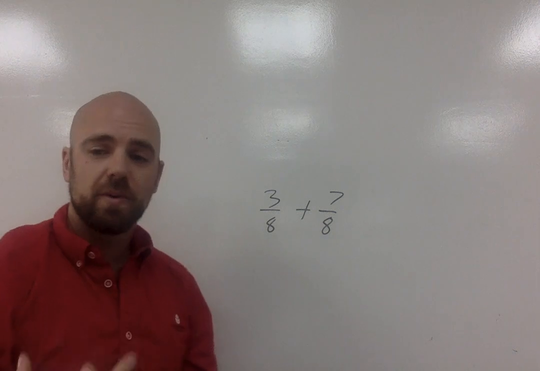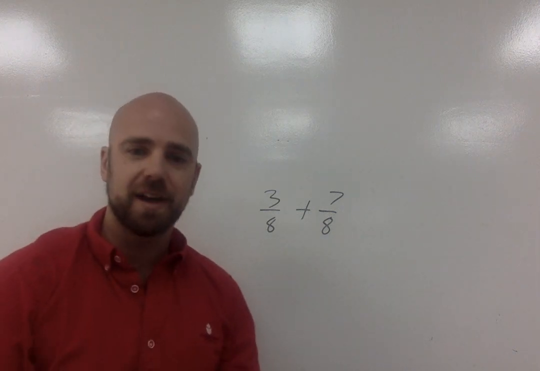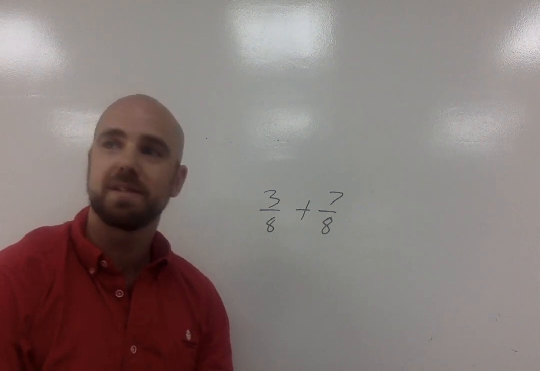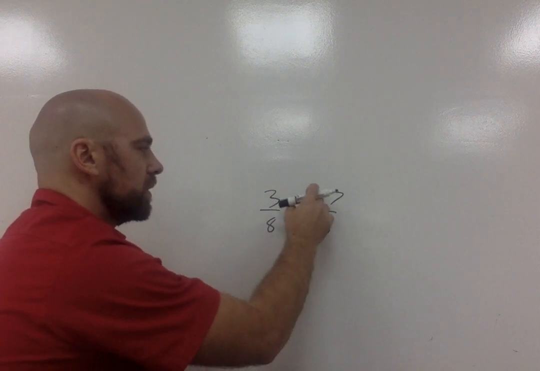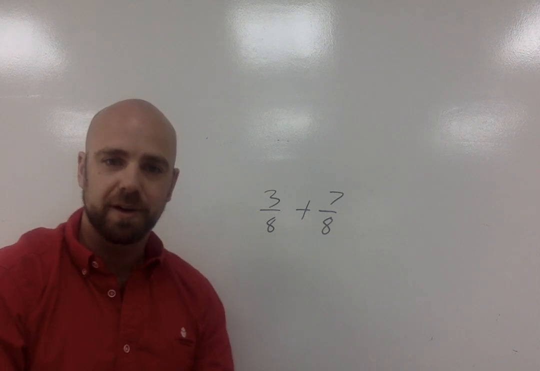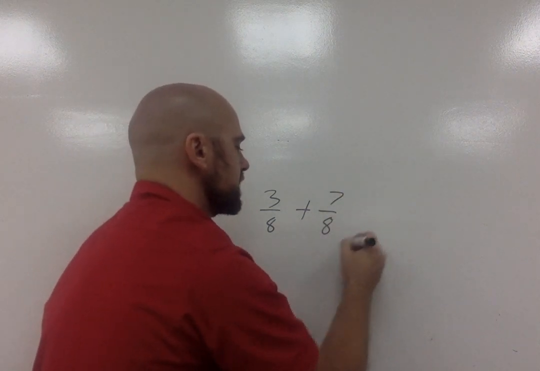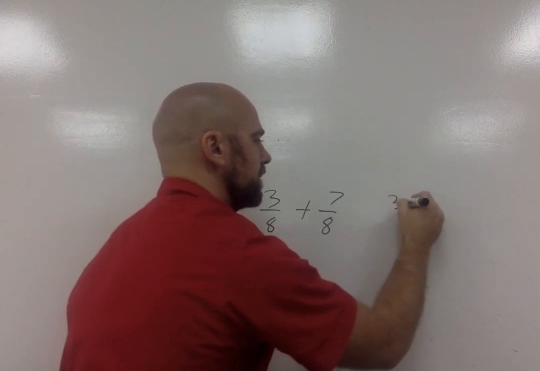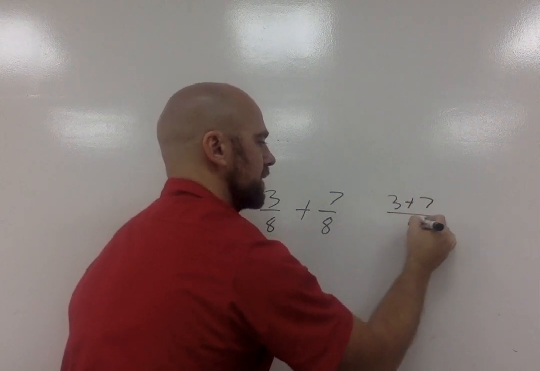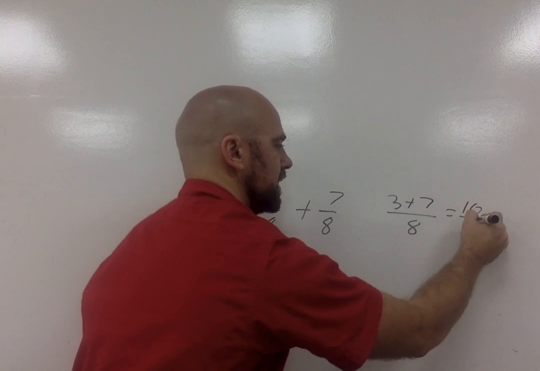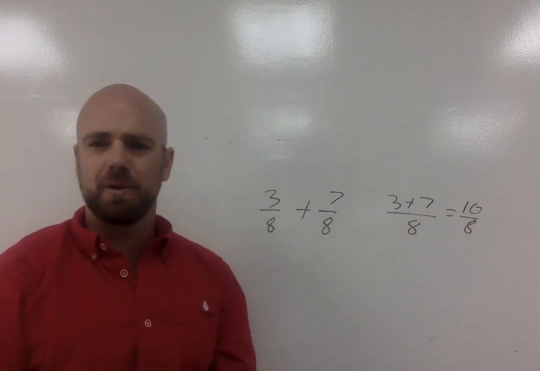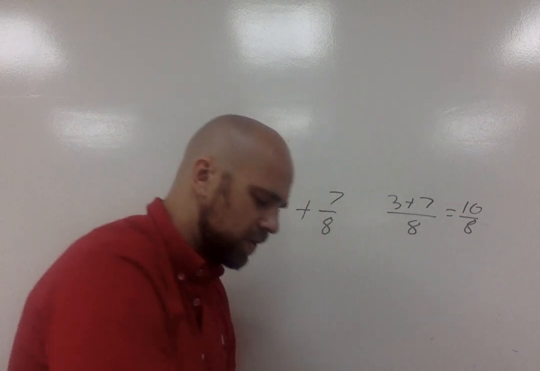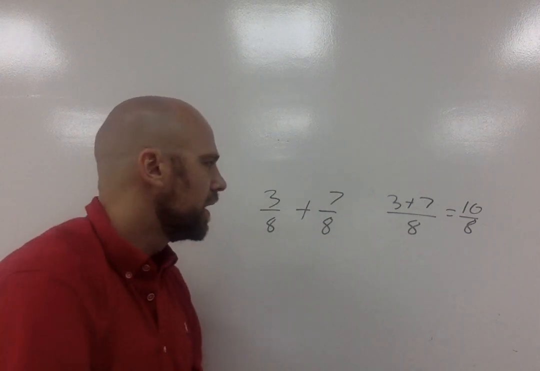One thing that we have to make sure of when we're adding fractions is that we have the same denominator. When we have the same denominator, all we have to worry about is adding our numerators. So in this case, what it ends up becoming is 3 plus 7 over 8, which ends up giving us 10 over 8. And then that can be reduced to 5 over 4, or 1 and 1/4.